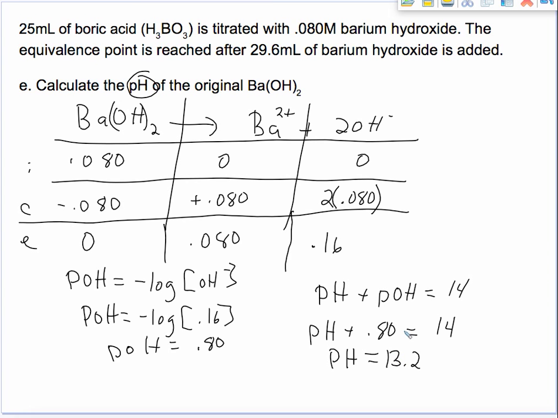Now, does that sound right? We have a very, very strong base, so it's going to have a pretty high pH.